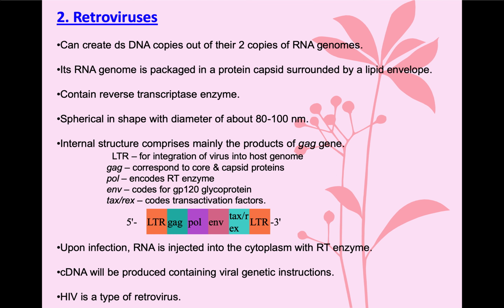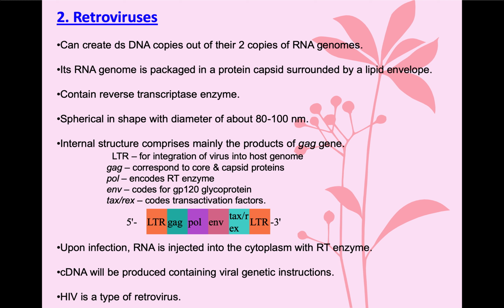So the second one is the retrovirus, like I said early on. Just like adenovirus, retrovirus could create double-stranded DNA copies, but it actually has RNA genomes. It has 2 copies of RNA genome. It doesn't have a DNA genome, but it is able to create double-stranded DNA copies, kind of like cDNA. The RNA genome is packaged in a protein capsid surrounded by a lipid envelope, and it contains the reverse transcriptase enzyme. That's why it is able to create double-stranded DNA copies.